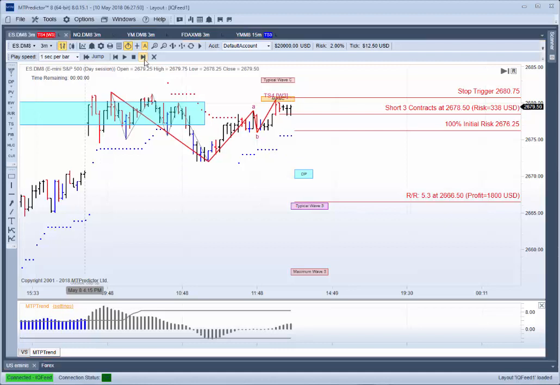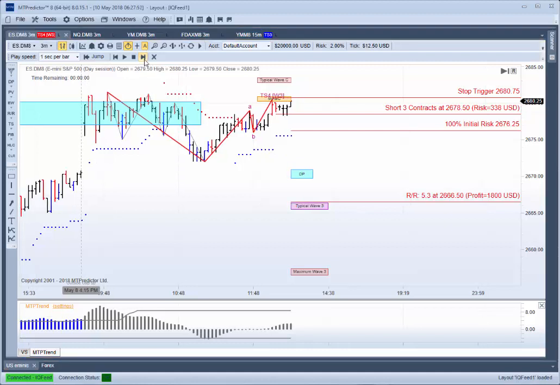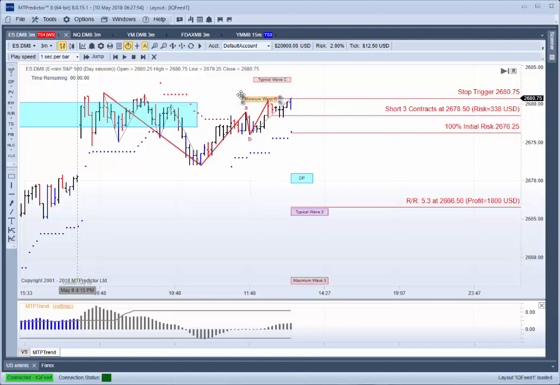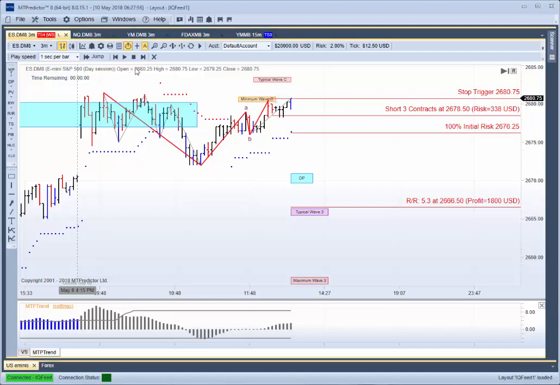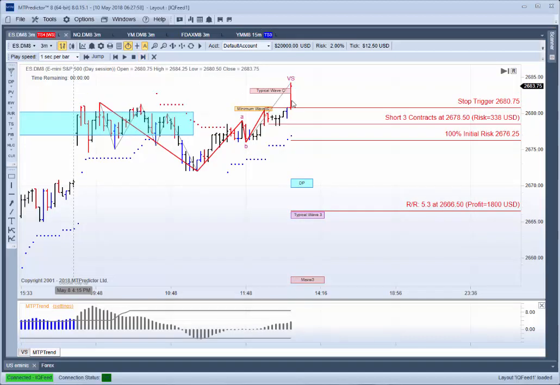So we go forward, it went sideways, didn't really go anywhere, started to drift up, and then at that point there you would have actually been stopped out. If I go forward another bar, you can see you would have definitely been stopped out. So the point being is that this was actually a losing trade. This would have been a trade that would have actually given you a 1-hour loss.